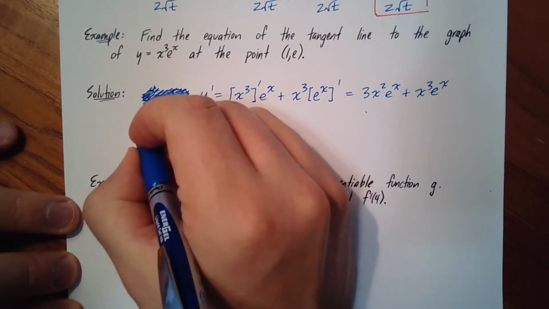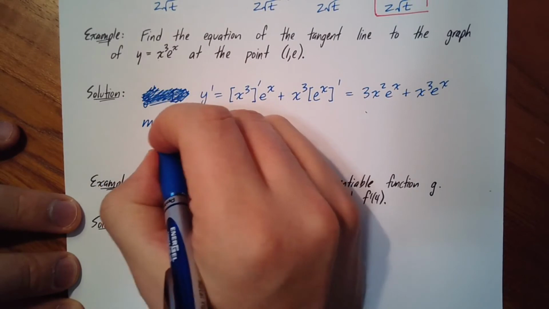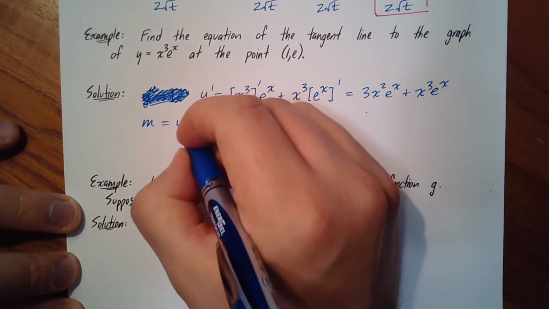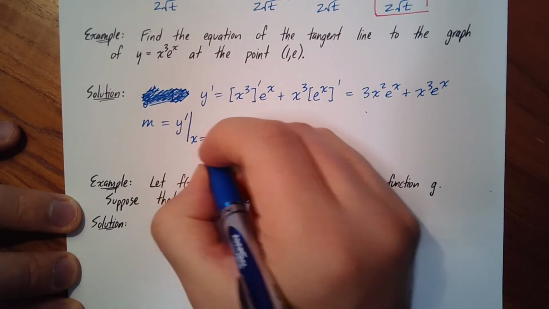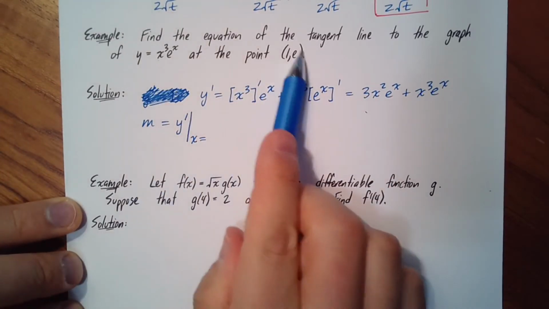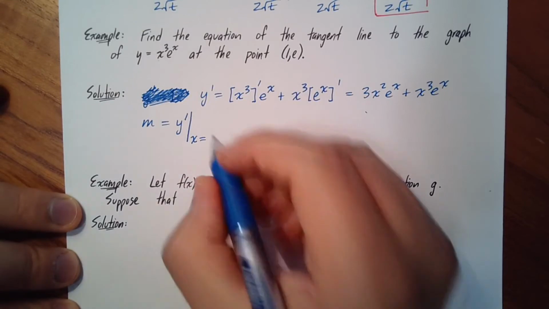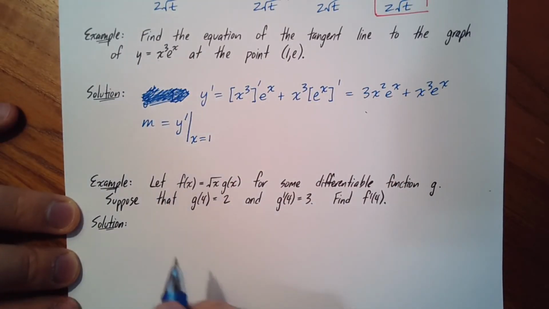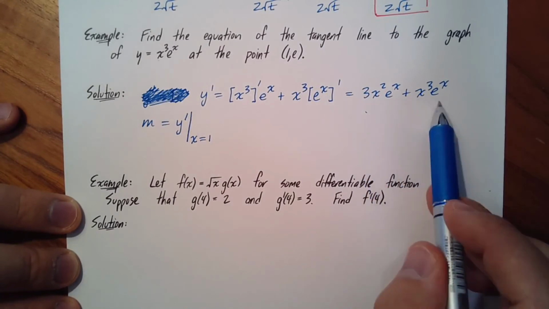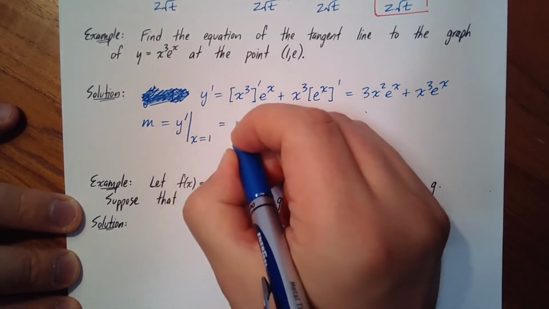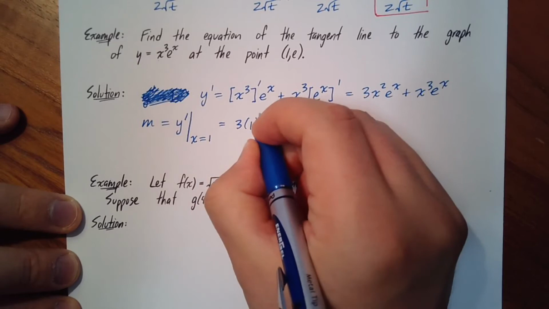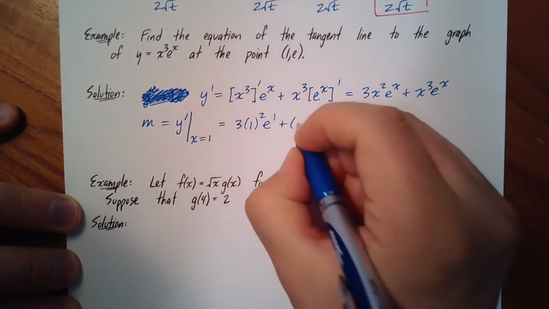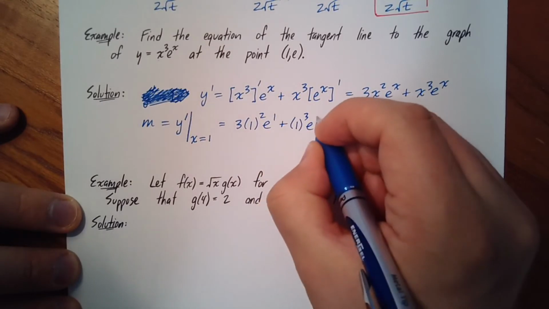Well, our slope, m, is going to be the value of y prime when x is equal to, well, whatever the x coordinate is at this point, which is 1. So that's how we're going to get the slope. It's the value of y prime when x is equal to 1. So just plug x equals 1 into this expression. So we're going to get 3 times 1 squared times e to the 1 plus 1 cubed e to the 1.